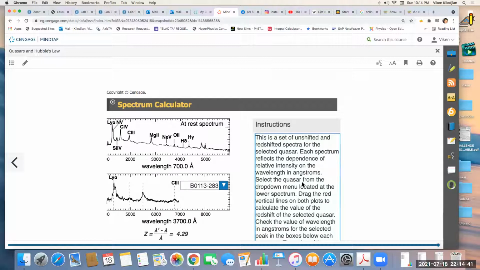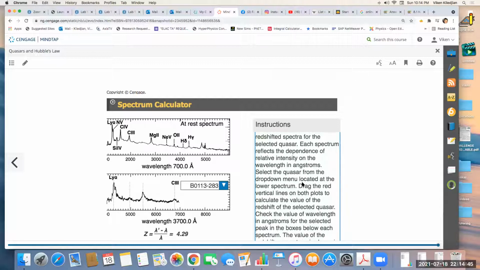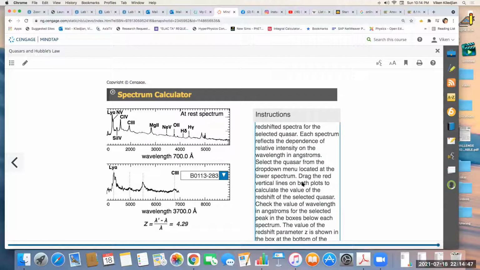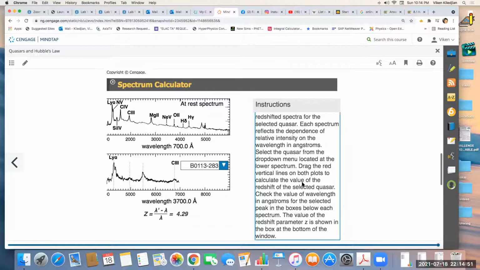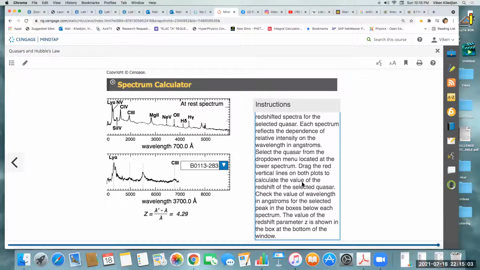It says each spectrum reflects the dependence of the relative intensity on the wavelength in angstroms. Select the quasar from the drop-down menu located at the lower spectrum. Drag the red vertical line on both plots to calculate the value of the redshift of the selected quasar. Check the value of the wavelength in angstroms for the selected peak in the boxes below each spectrum. The value of the redshift parameter Z is shown in the box at the bottom of the window.